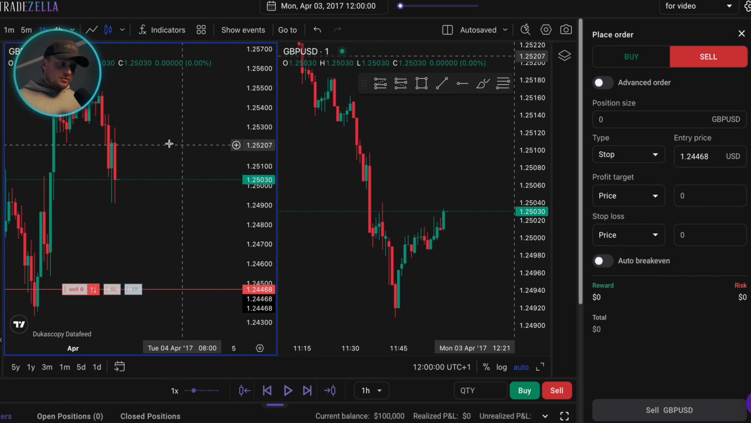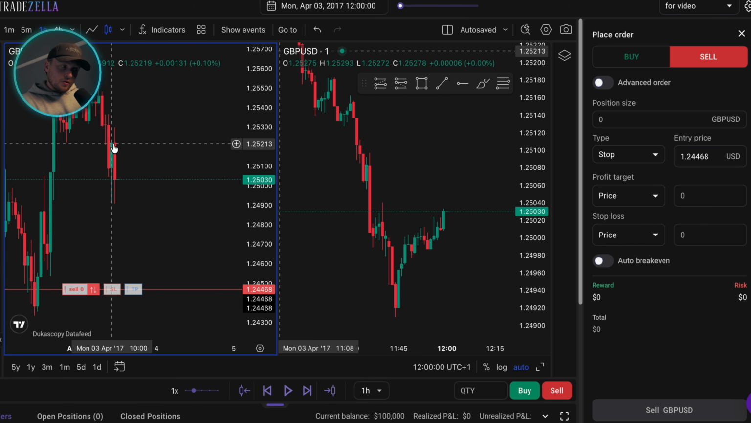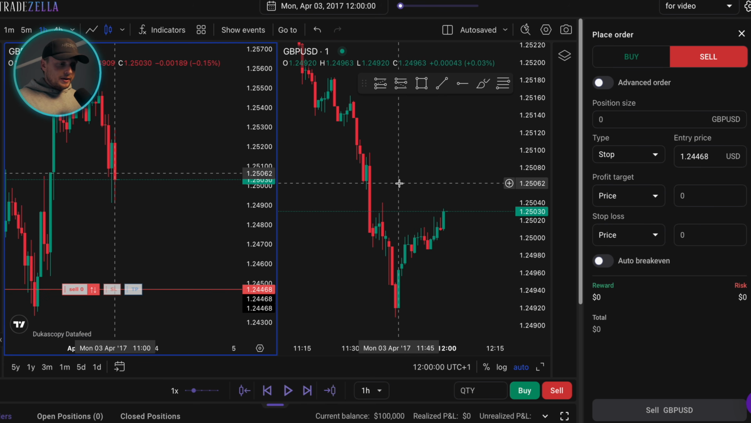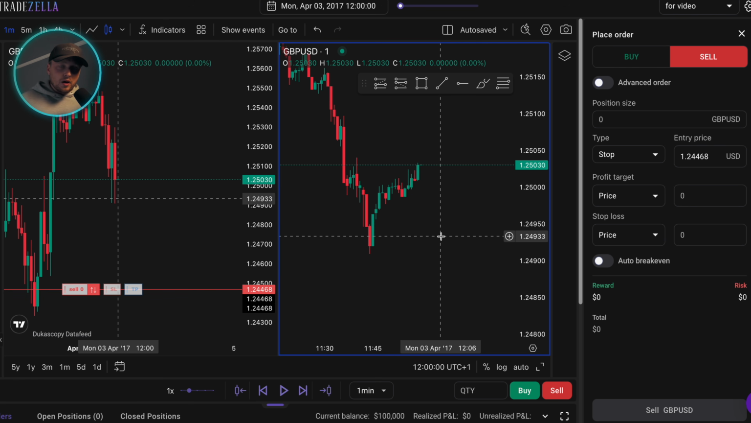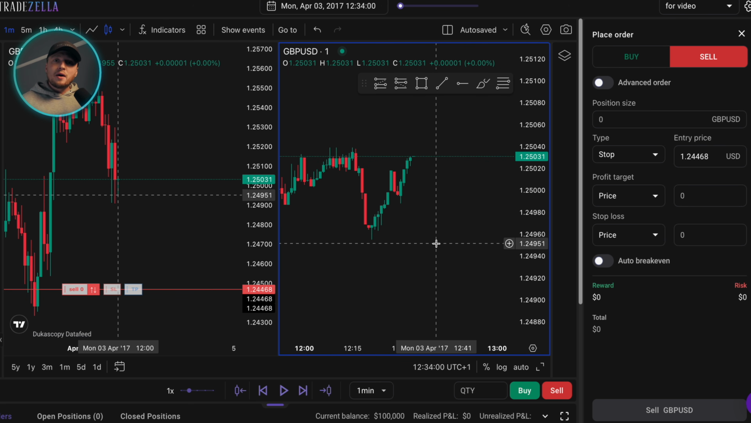Now by having this split screen view, I can see exactly what's happening on the hourly chart as well as the 1 minute. So if we look here from 11 till 12, we have clearly closed bearish. So price opened there, pushed down and closed there. So because of that, we are looking for sells. So because of this hourly pattern, I know exactly what I'm looking out for on the 1 minute.